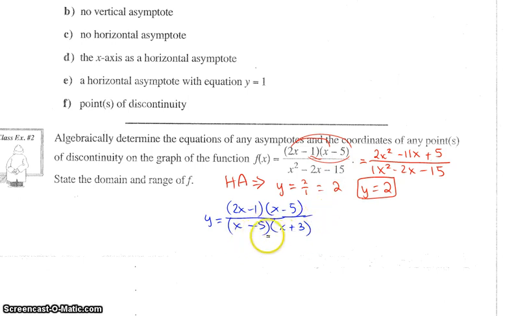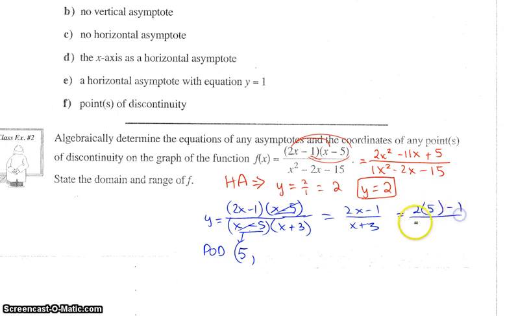Okay, do we have anything that cancels? Yes, we do. So this factor, x minus 5, is going to cancel. That's going to give us a point of discontinuity. So the x coordinate of that would be 5, because x minus 5 equals 0, x equals 5. Then let's cancel those off and simplify. We'd have 2x minus 1 over x plus 3. If we sub that 5 in for x, we'll get the y coordinate of our point of discontinuity. And that would be 10 minus 1, 9 over 8.